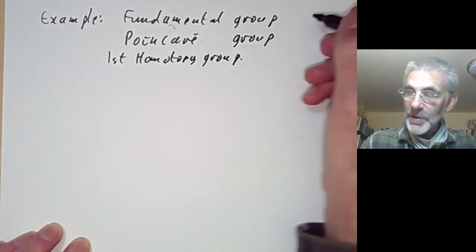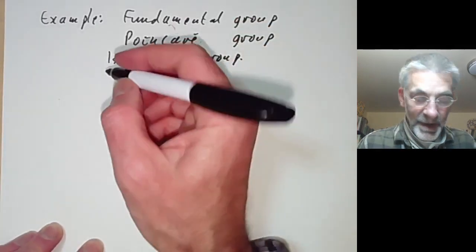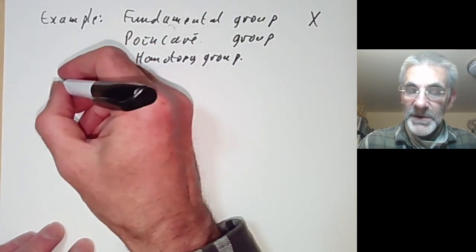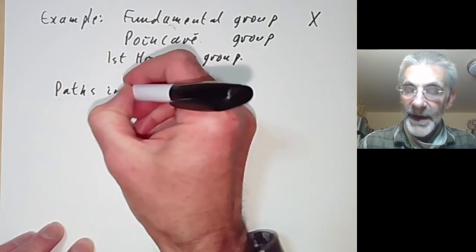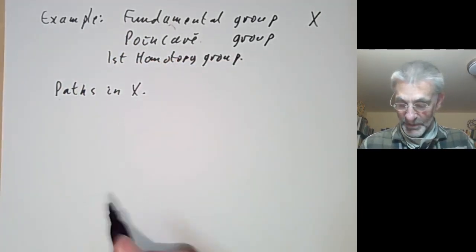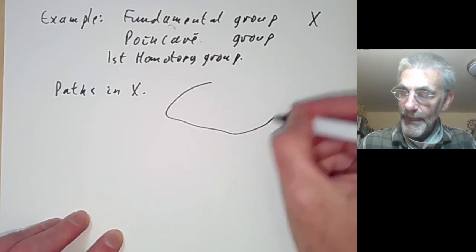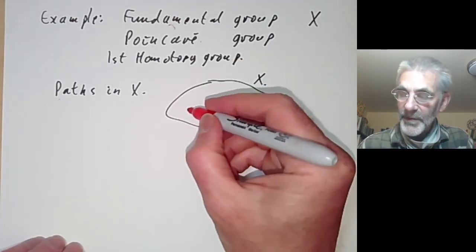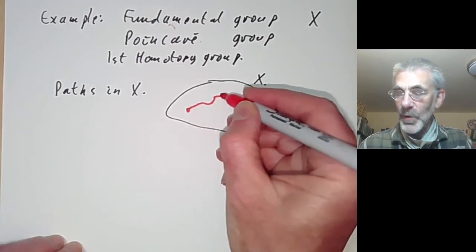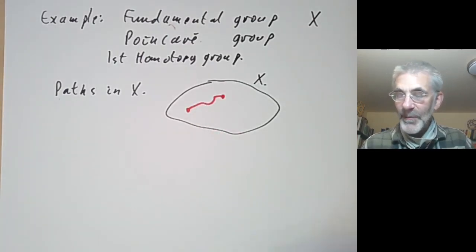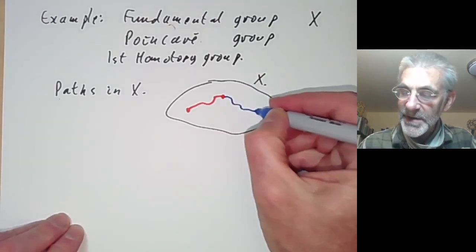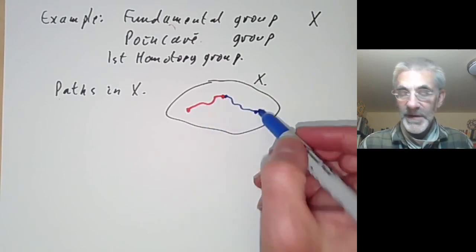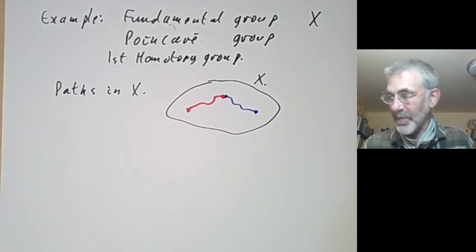So the fundamental group of a space X, the idea is as follows. What we do is we look at all paths in X. And so if we've got a space X like this, we can look at a path that goes, say, from one point of X to a second point of X, and we can look at a second path in X. And we see that we can sort of compose these paths to get a third path. So we've got a sort of product on paths.